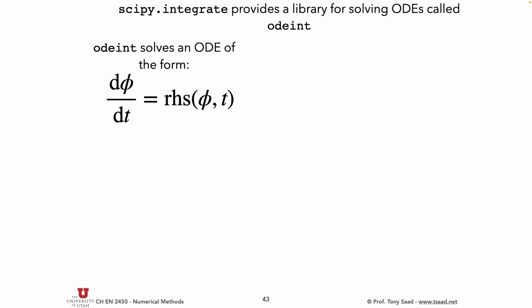It always solves an ODE of the form d phi by dt equals right-hand side. Pay attention here: phi, t. The first argument on the right-hand side is always phi, and the second argument is always time. Whether your ODE right-hand side has time in it or not, you always write your right-hand side routine with phi and t as the first 2 arguments. That's what odeint wants, not me. They make it general.